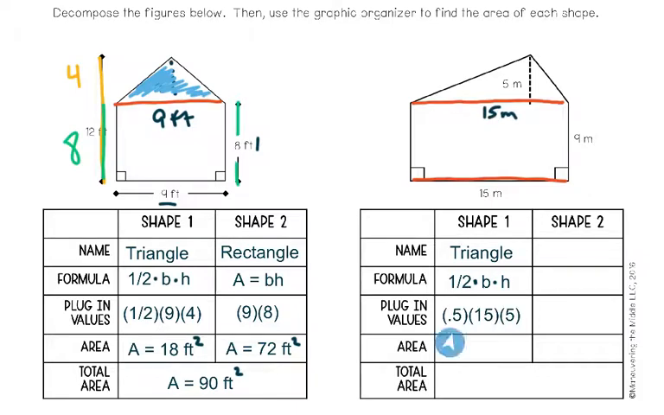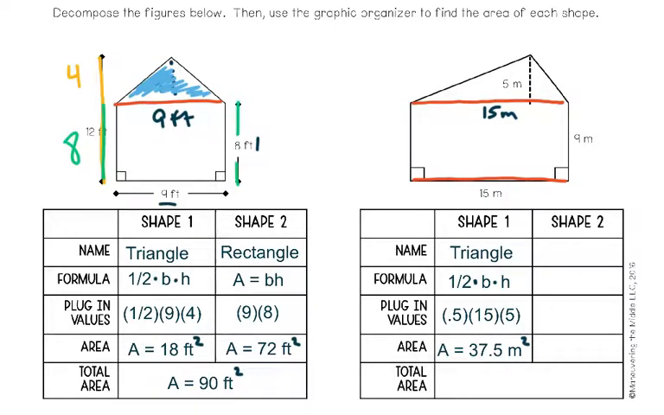So I'm going to plug those values into my formula. I'd use 0.5 instead of 1/2 because I know that those are equivalent. 0.5 is the decimal version of 1/2. And if I'm using my phone calculator, to me, that's a lot quicker to type in. And I'm going to multiply that by the base of 15 meters times the height of 5 meters. After multiplying, my product is an area of 37.5 square meters.